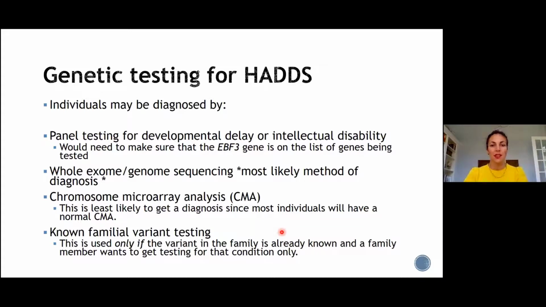And then the other option would be known familial variant testing. This is if you know the variant in your child or in the individual and other people want to be tested, or if you want to test future pregnancies to see if they will have the same change. People can do known familial variant testing, where the lab will look at that one gene and that one specific variant to see if it's present or absent, so that you know if you have the condition or you don't. But this is only used if we know the variant in the family and the family wants to get tested for that condition only.